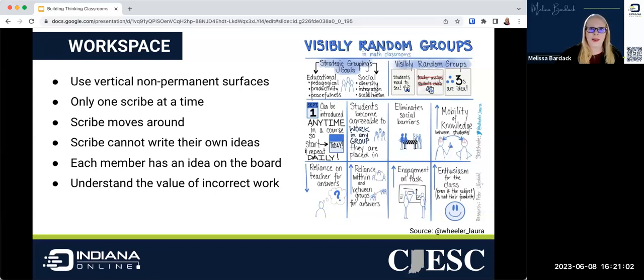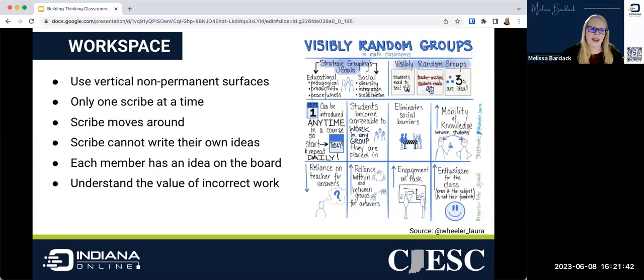Only one person is writing or scribing at a time, but that responsibility moved throughout the group. So if student 1 is writing down an idea, then they pass on the writing turn to student 2, and then again to student 3. One trick with this is that the writer cannot write their own ideas, but rather write down the ideas or the suggestions of their peer in the group. So this truly helped ensure that each member had an idea on the vertical non-permanent surface and on the board, and also that each individual was being heard in their thinking process.